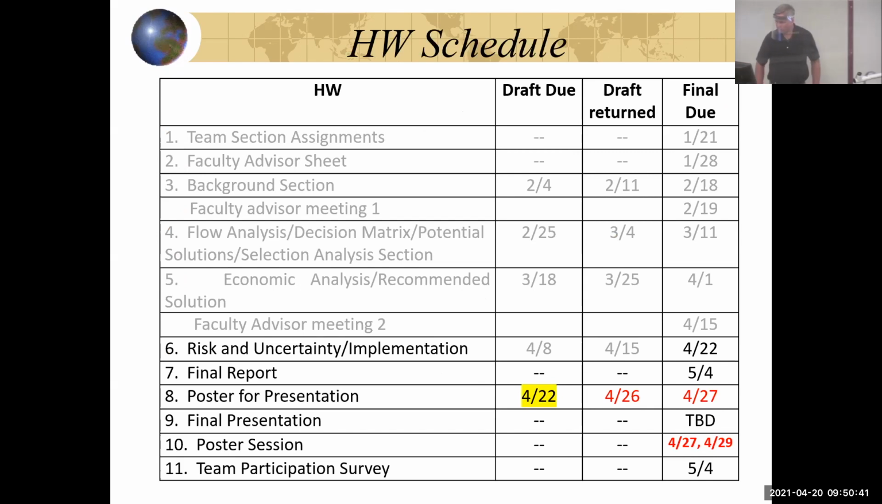So this is what the homework schedule looks like. You can see we're kind of down to line number 6 there. The risk and uncertainty in the implementation plan is back in your hands, and you're supposed to turn that back to us by Thursday. The final report, line 7, will be due on May 4th. That's actually your final exam day. So ostensibly you need to get that in. That's kind of like your final exam.